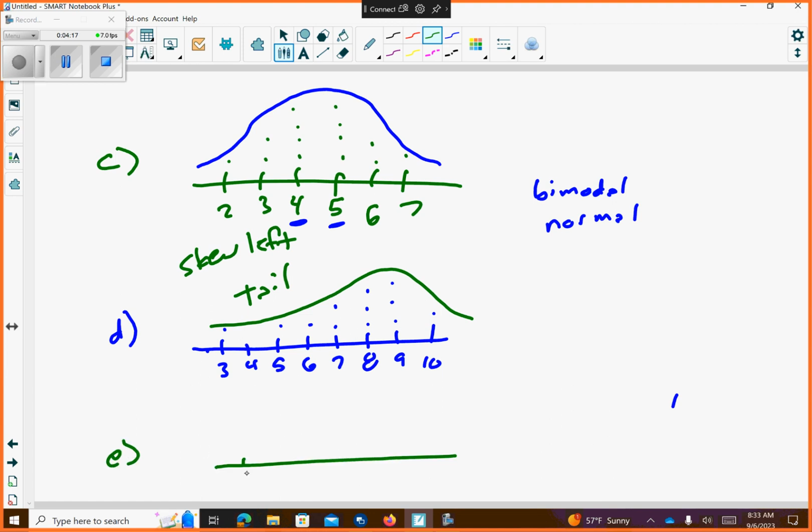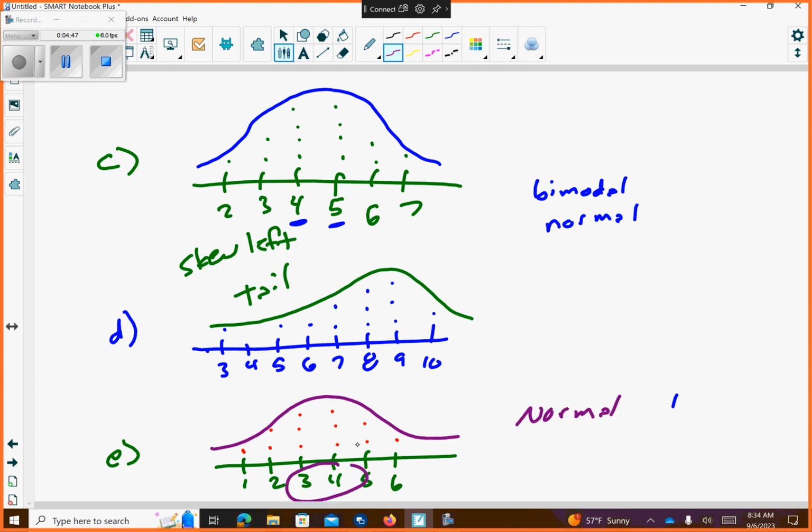1, 2, 3, 4, 5, 6. 4, 5, 6. 1, 2, 3. 1, 2, 3. 1, 2. All right. So this is one I think you could easily argue could be normal, but because 3 and 4 you have the same amount there, it also could be bimodal. I think that's to argue.